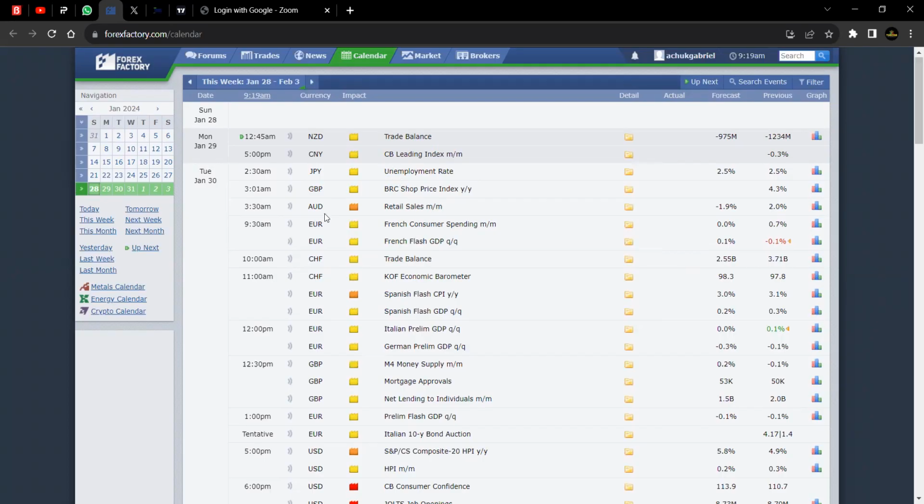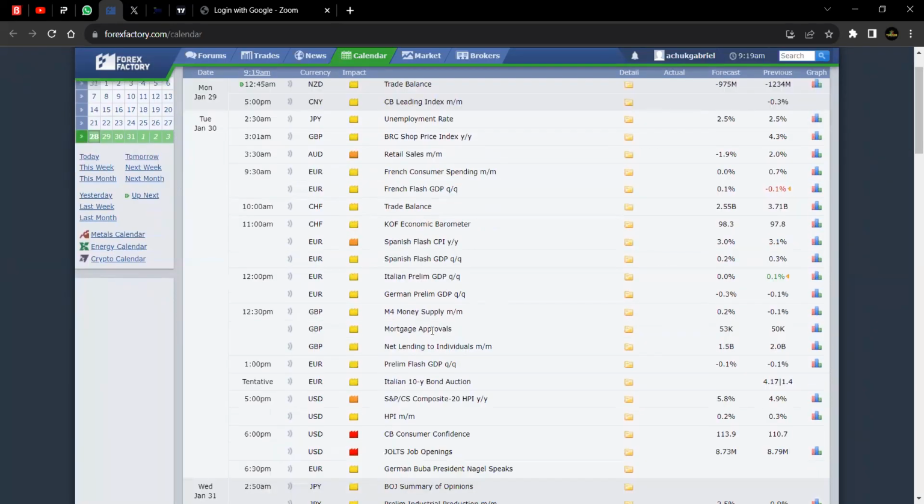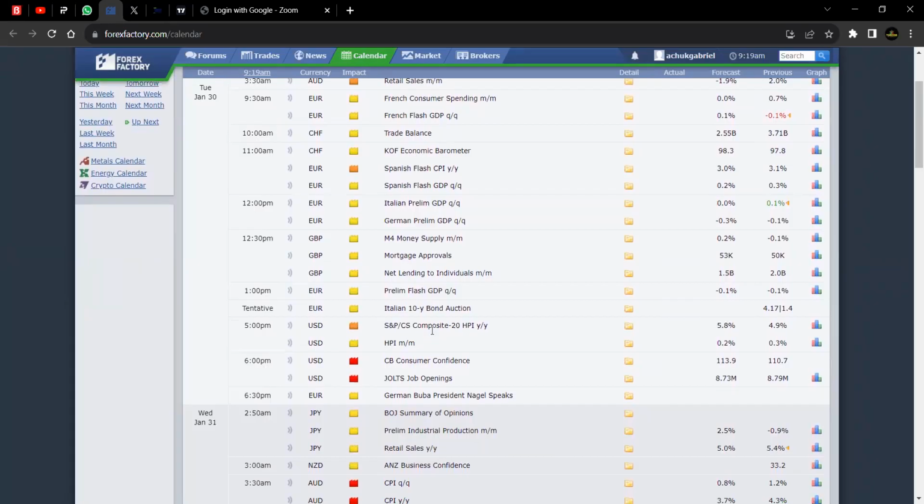We don't have much, so we can go on to Tuesday. Tuesday too, we don't have much until 6 p.m. when we shall have the consumer confidence and the job openings on the dollar. So that will tell us there could be a possibility of volatility around that time. So if we are looking at the dollar, will this volatility be able to push the dollar to the resistances and the support areas we had seen before, or something else?